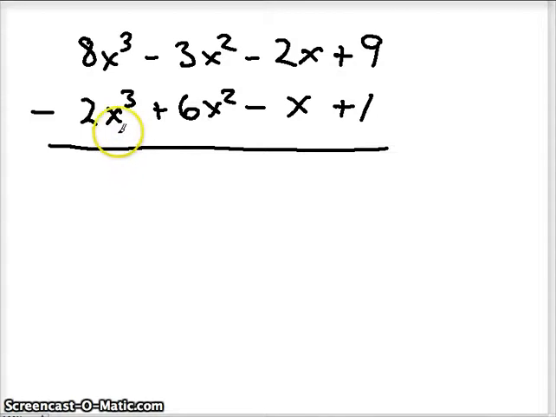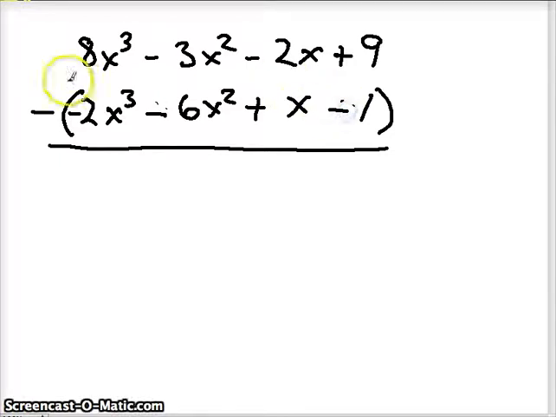The one thing that you got to be careful of when subtracting polynomials is that we're subtracting this whole expression here. So it's kind of like we have a negative 1 on the outside of parentheses, and we need to distribute that negative 1 all the way through to each term. So we make each term the opposite sign of what it is. And then we can just add them. So if I distribute my negative 1, I get a negative 2x cubed. I get a negative 6x squared. I get a positive x. And I get a negative 1.